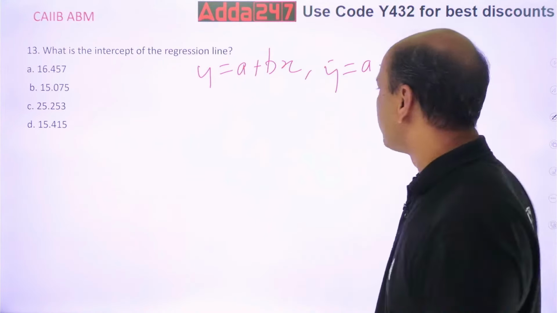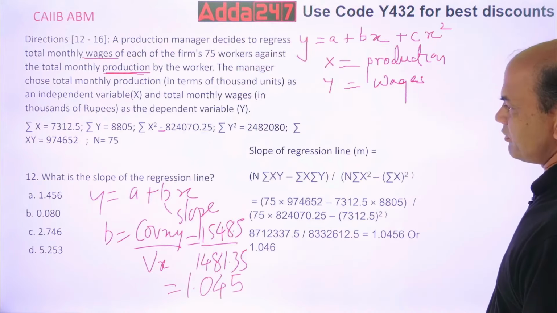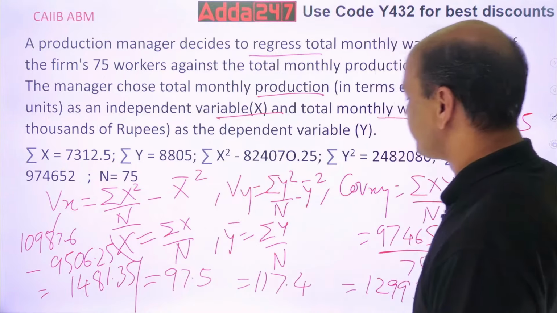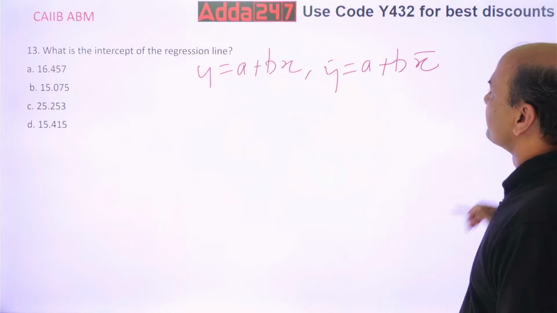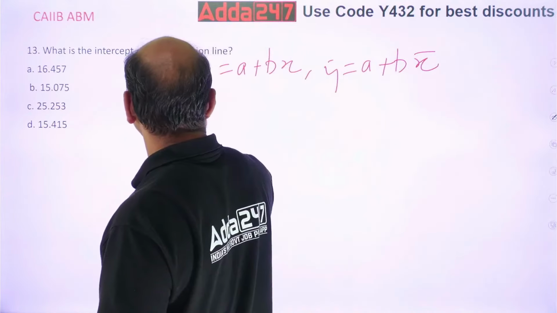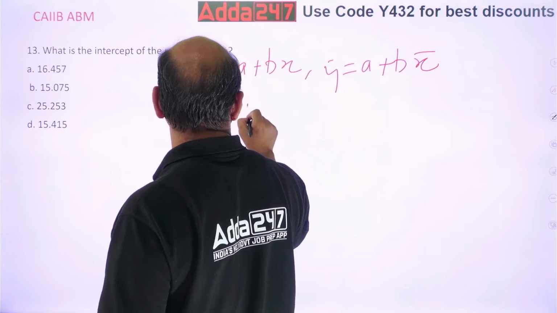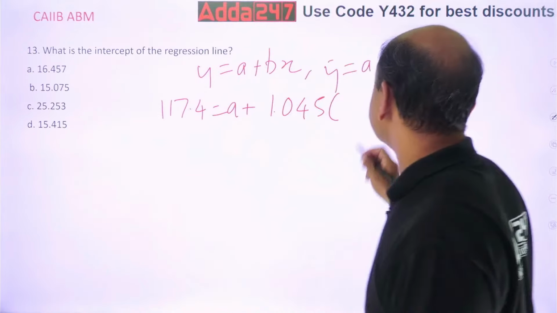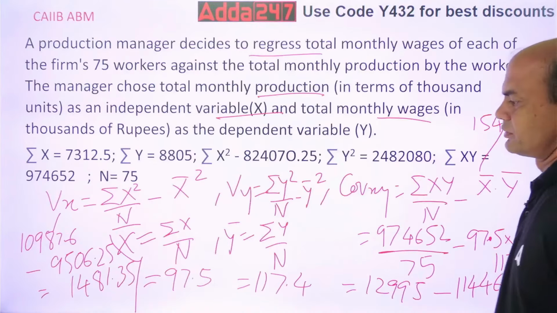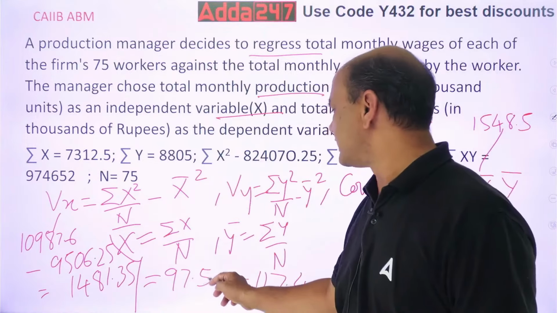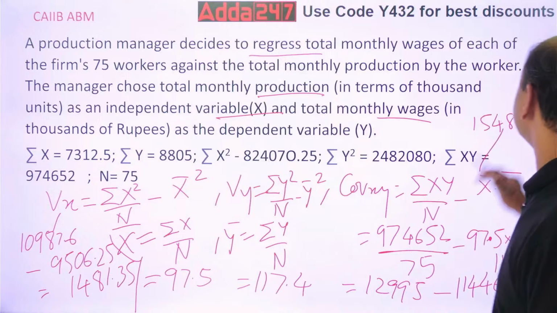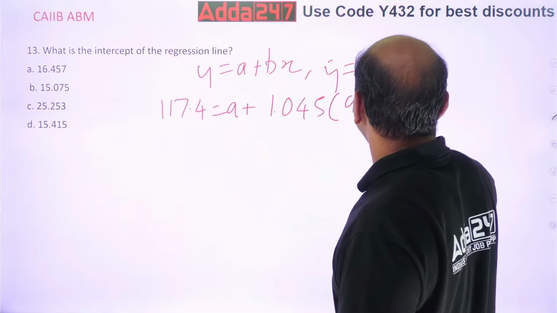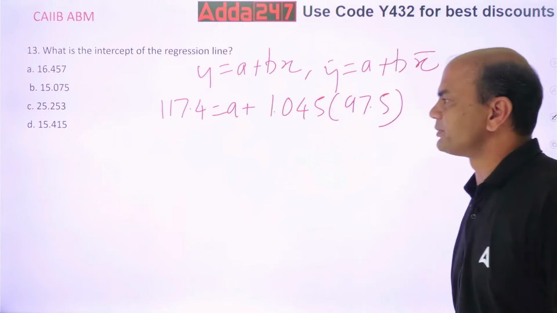Now it's simple. What is y bar? 117.4. So 117.4 equals A plus B, which is 1.045, into x bar. X bar is what? You got it over here somewhere, no? 97.5. Now do the calculations, you will get A, the intercept.